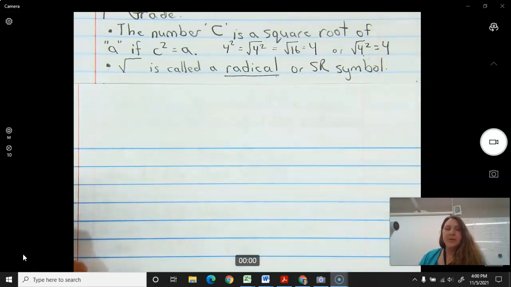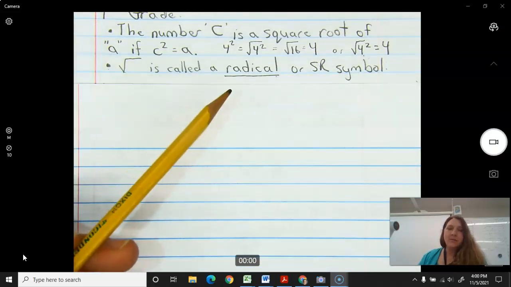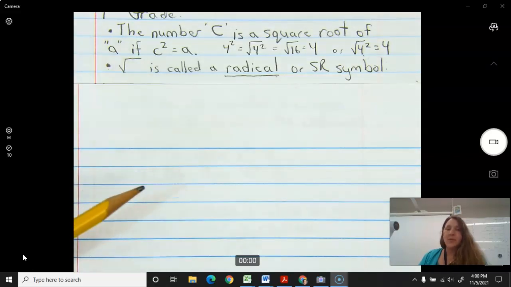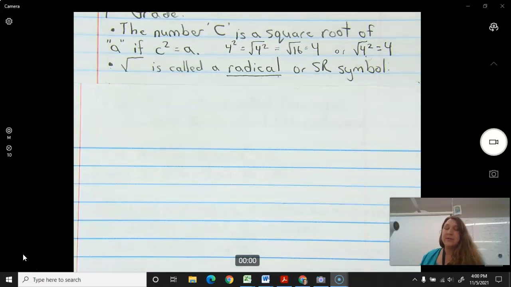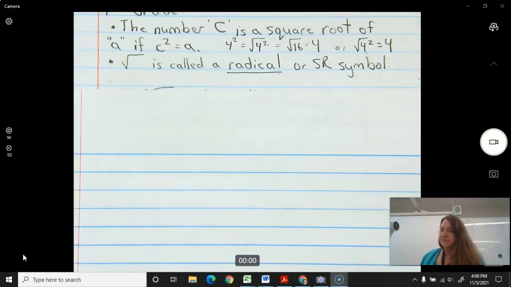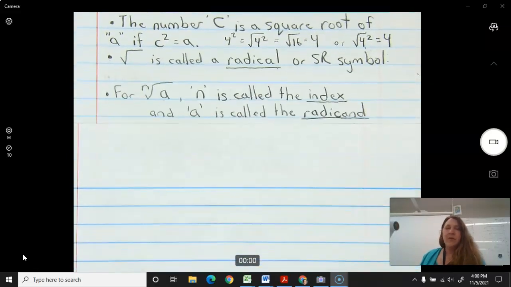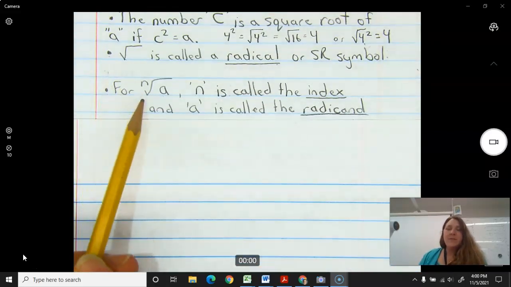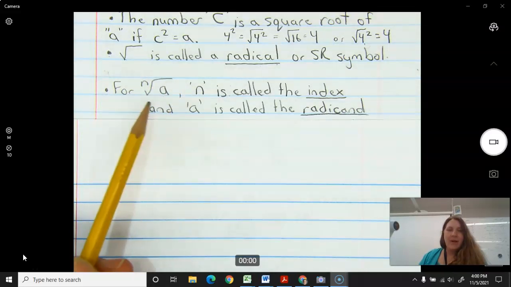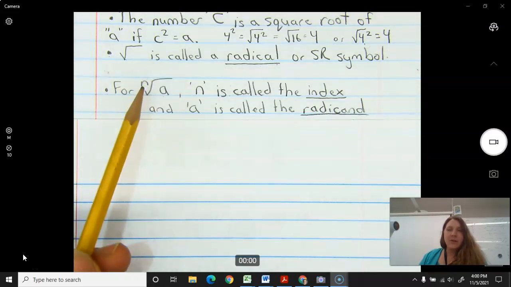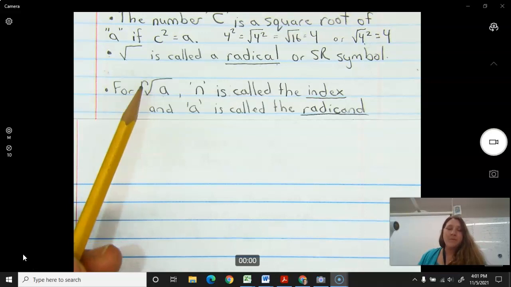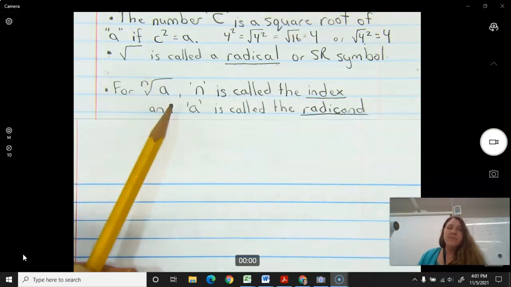This symbol here is called a radical or the square root symbol. It's interchangeable between those 2 terms. It just depends on the conversation and what you happen to say at that moment. So some other basic vocabulary words: if you have any type of radical that looks like this, traditionally this is going to be a 2 in our square root situations, but it could be a 3 for cubes, or 4, and etc., etc.